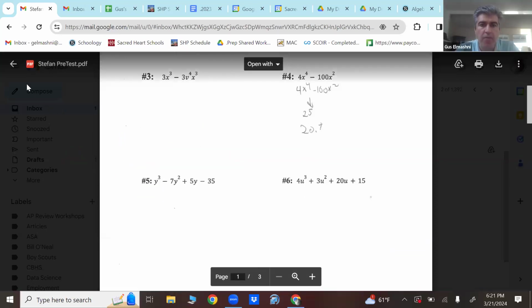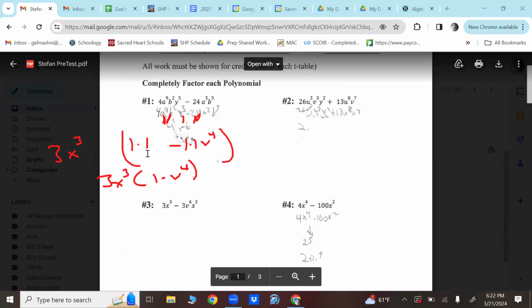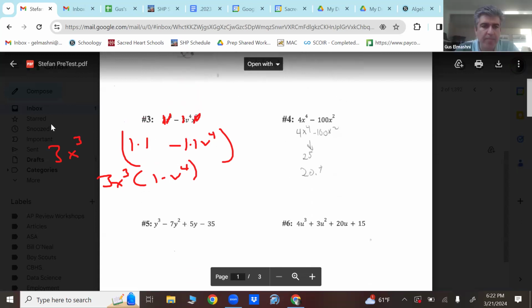So let's do 4. Okay, 4. What's common between them? Oh, sorry, we're not done with 25 first. Hold on, I kind of goofed. I made a slight mistake, we weren't done with number 3. That's also a difference of 2 squares.